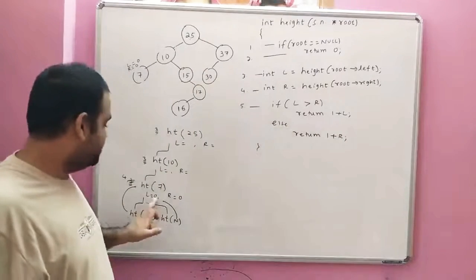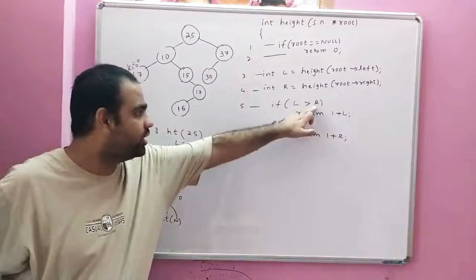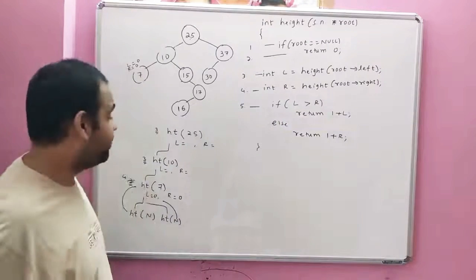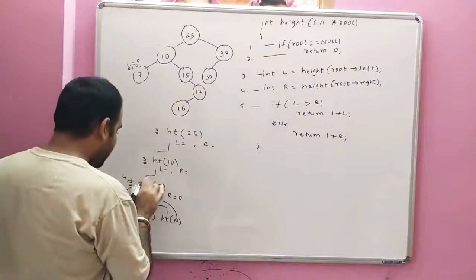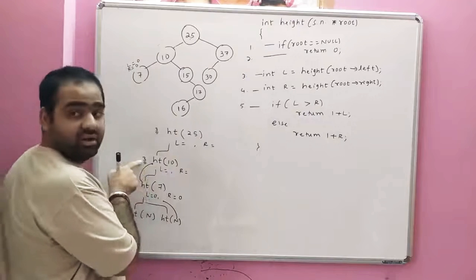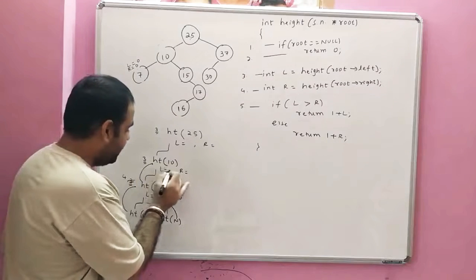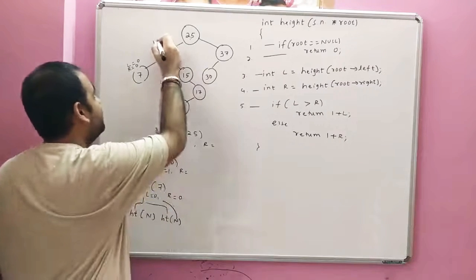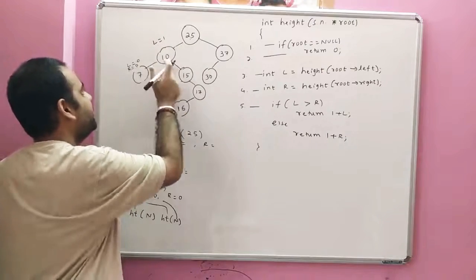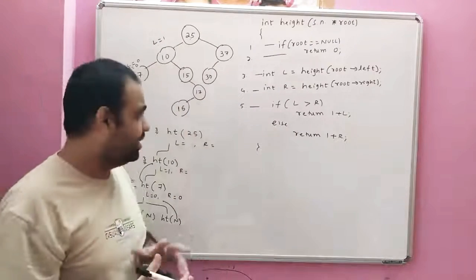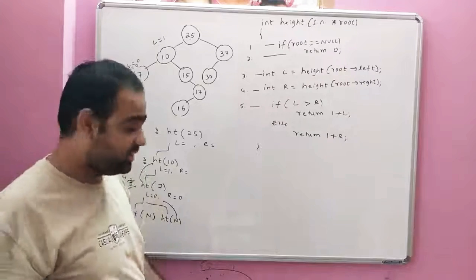Now what is the value of L? 0. What is the value of R? 0. 0 greater than 0 is false. Return 1 plus R. 1 plus R is what? 1. It returns 1. Where does it return 1? To line number 3. Therefore you say L is 1. That means the LHS height with respect to 10 is what? 1. Now you have to compute with respect to RHS.